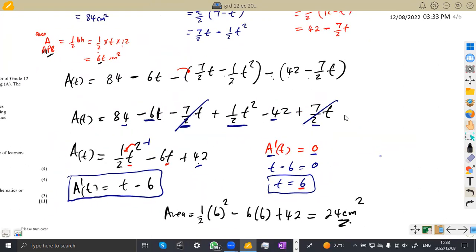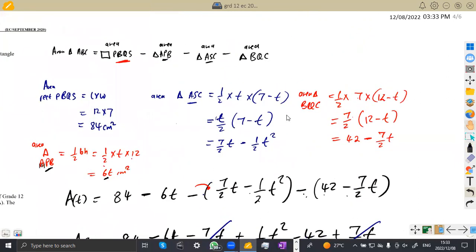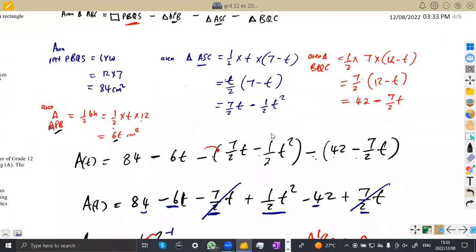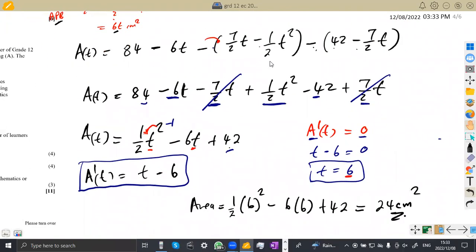So that was the consideration, guys, that you were supposed to have. You're supposed to determine an expression for area in terms of t. After determining the expression for area in terms of t, then we apply the derivative concept to say the first derivative must be equal to 0 for any maximum, for any minimum value. That is the consideration that you're supposed to have or to know. So that's it, guys, on derivatives, applications of derivatives.